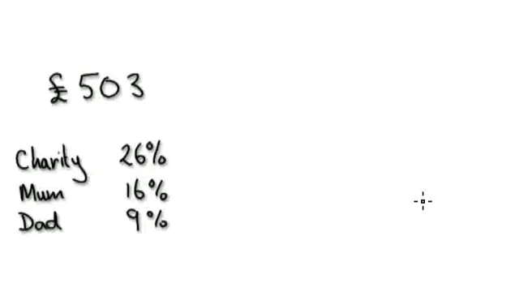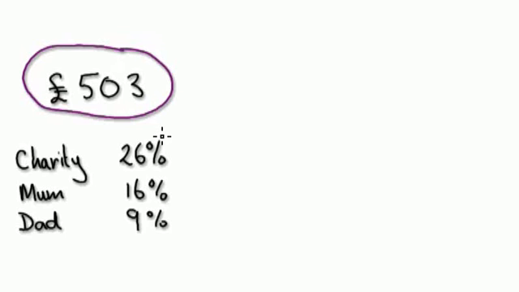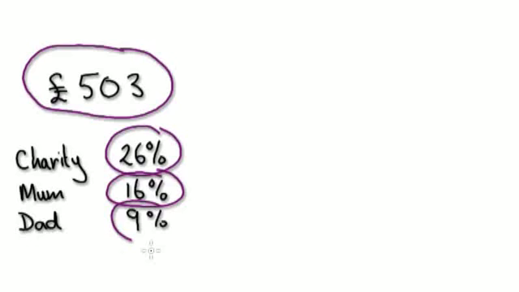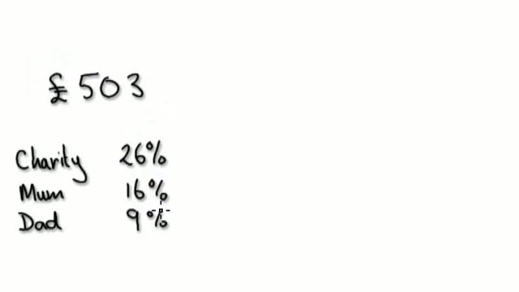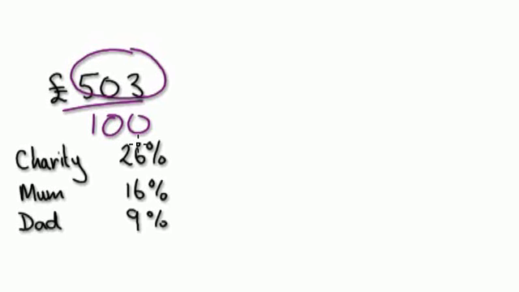Okay, another example here. Let's say you've won this amount of money. You're going to give 26% to charity, 16% to your mum, and 9% to your dad. So as always, you get your whole amount, and then you split it into 100 pieces. Now, remember, this is your whole amount. You always split it into 100 pieces, and it's up to you what you want to do with those pieces.